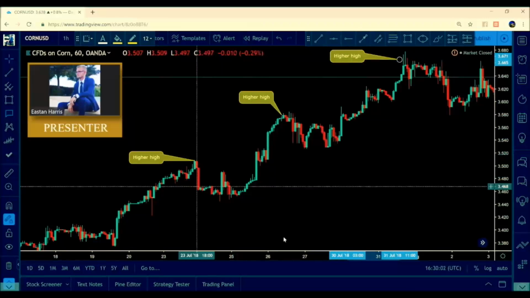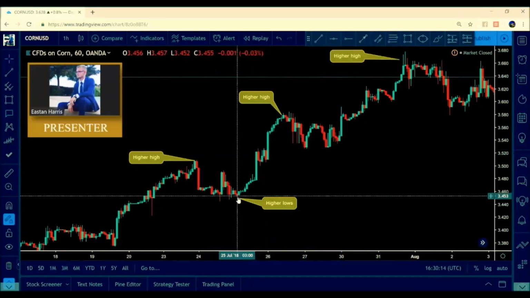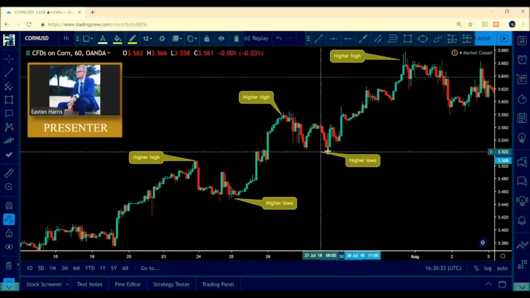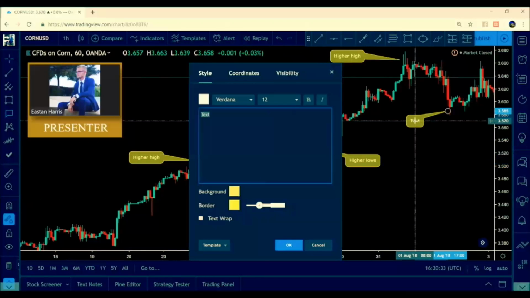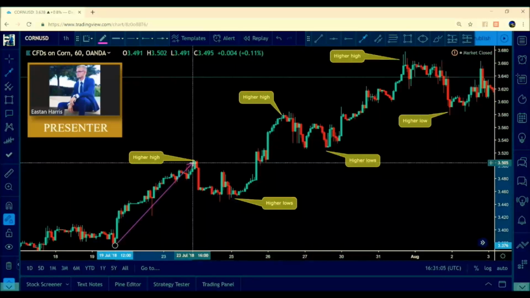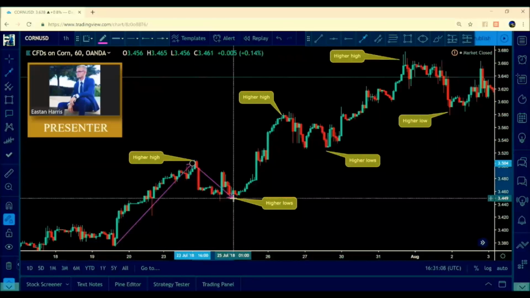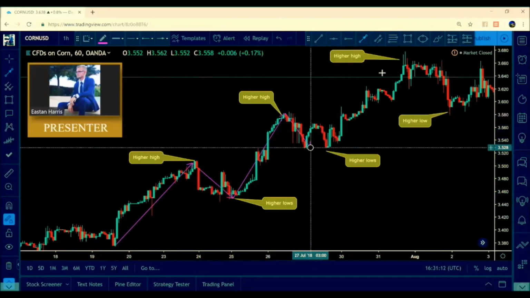We've also got some higher lows. So we've got one here in this area. We've got another in this area, and we're going to have one more right here. We have our highs and lows marked. We can tell by looking at the way price is moving that with every move, we get higher and higher.